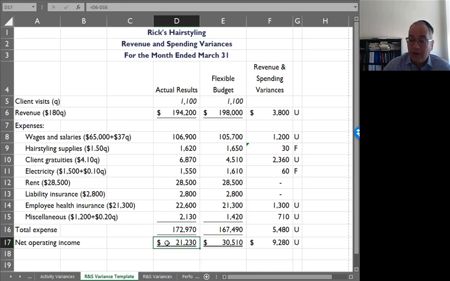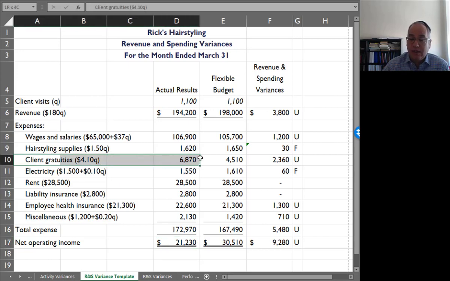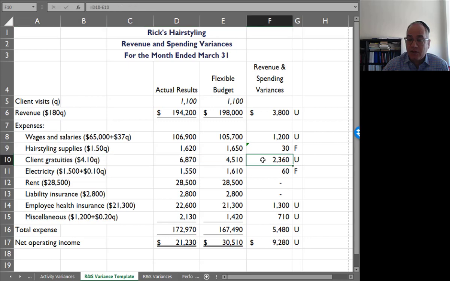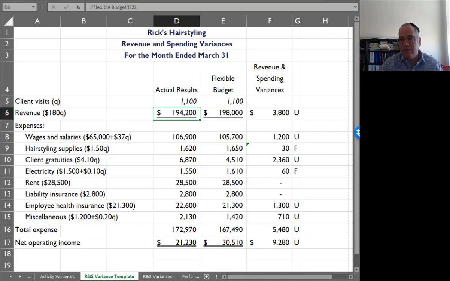So you would want to understand this really well, understand what this client gratuities item is, especially because it seems like the largest expense item, and try to figure out why your revenues were down. Why were they lower than the flex budget, less than $180 each? It doesn't quite make sense. So you would want to investigate these things to see why. And usually there's a whole story to be told.